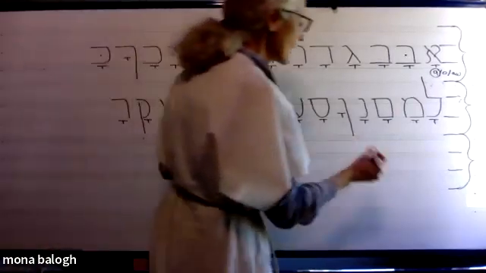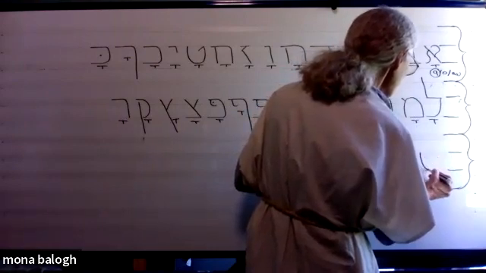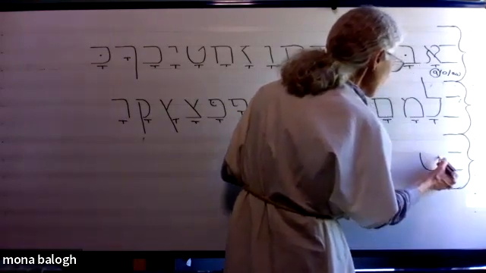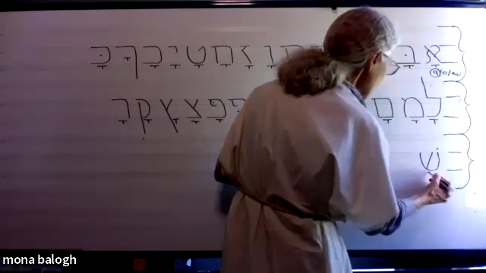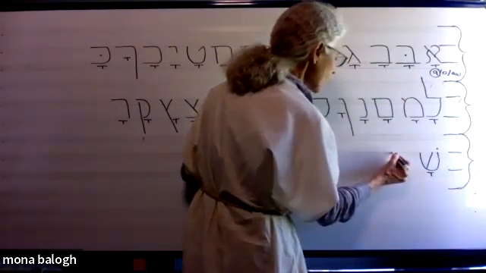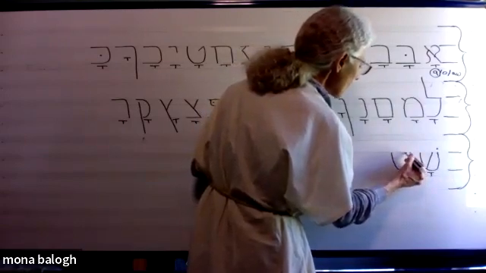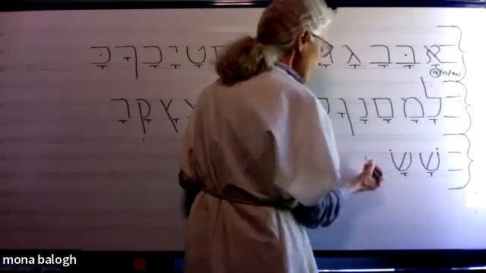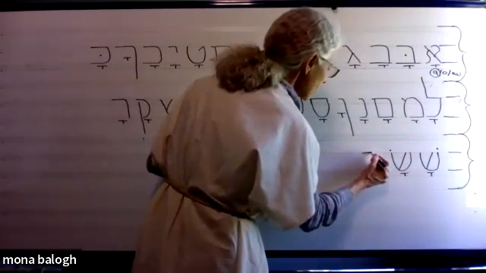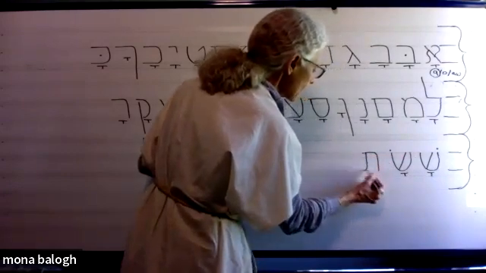Next here, sheen: big salad bowl, dot on the right. Sheen, kamatz. Seen: dot on the left. Seen, kamatz. Tav: form and a kicking leg.